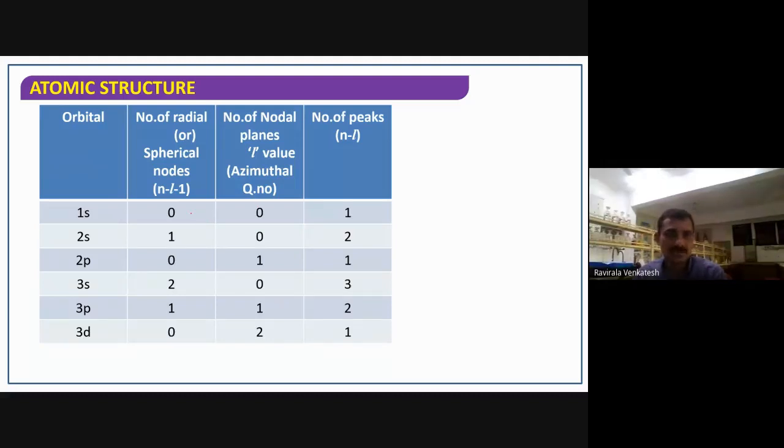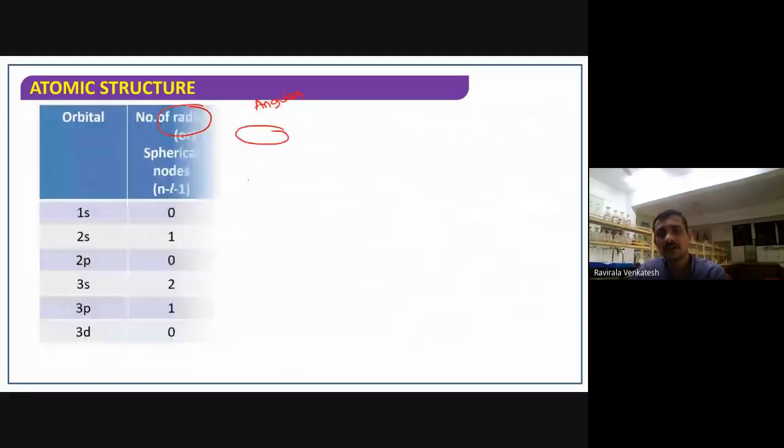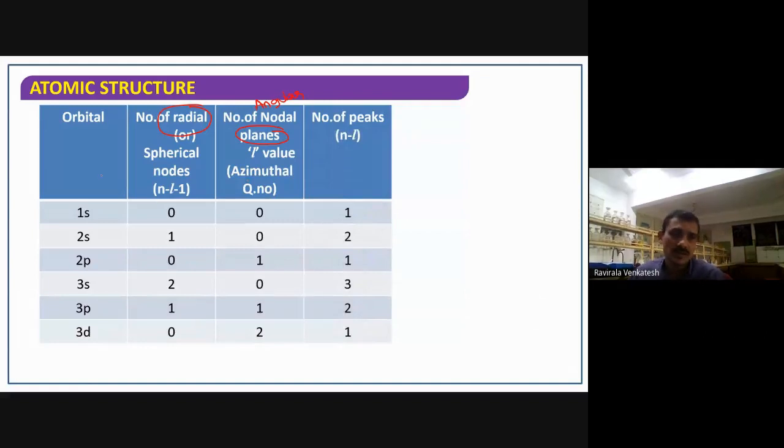Again, this table explains how to calculate the values for radial nodes or spherical nodes, and nodal planes, which are nothing but angular nodes. And the number of peaks also. You have observed peaks here, no? How many peaks did you get here? These peaks we can easily identify using the formula n minus l. So different orbitals get different numbers of radial nodes and different numbers of angular nodes, or nodal planes. Angular nodes and nodal planes will always be equal.